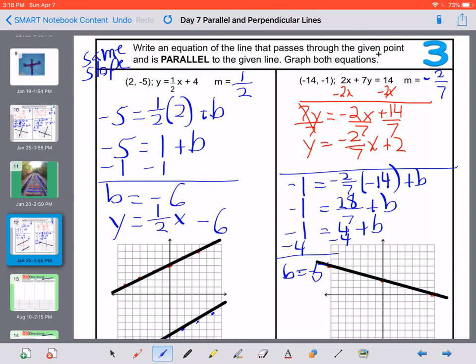So we go down negative 1, 2, 3, 4, 5. Then we just need to graph that. So I'm going to go up 2 and over 7. So I can draw my line here.